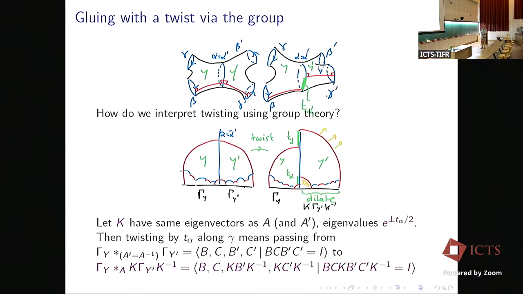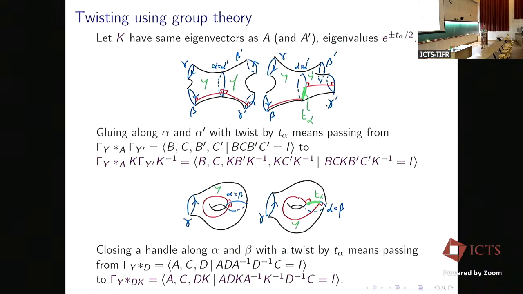Okay, so that's doing the twisting. And now I'm going to do the same thing with closing a handle. I'm not going to go through that in such elaborate detail, but you do the same thing. This conjugating map, we replace the D with DK, and then we do the free product with amalgamation, and I get the same relation as I had here, which is again the commutator of A and DK times C. It's the same idea.